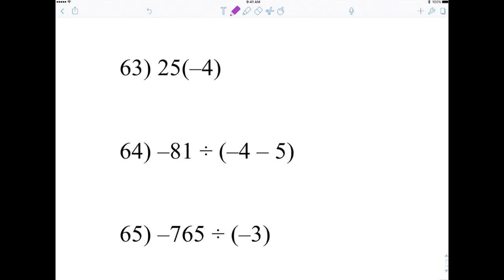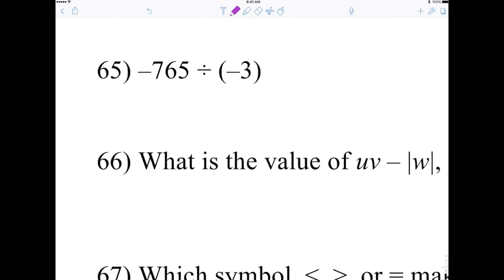All right, 63. Now here, I want you to think of it as 4 quarters. 4 quarters make what? $1. So 4 times 25 is 100. But it's what? Thank you. -100. -100. All right? Now watch me divide by 3 here, guys.